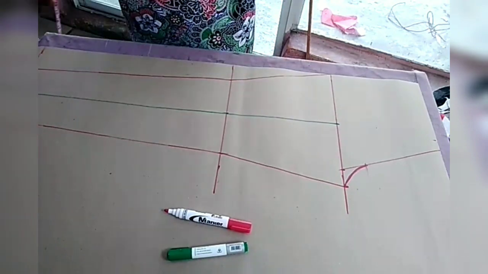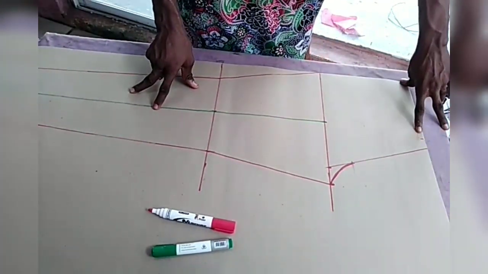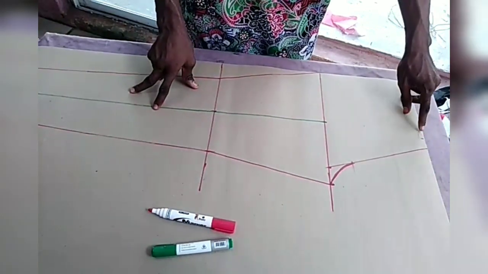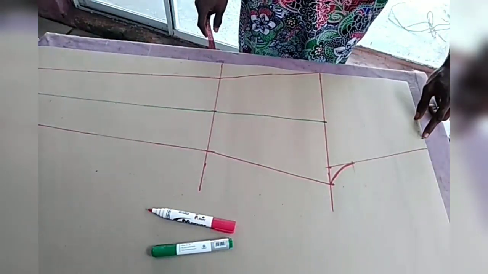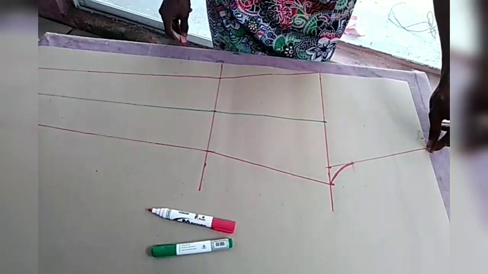So after you have done that, you get your waist measurement, which is your waist divided by 4 plus 1 inch for sewing allowance. So from here to here is my waist divided by 4 plus 1 inch for my sewing allowance. That was what I got here.